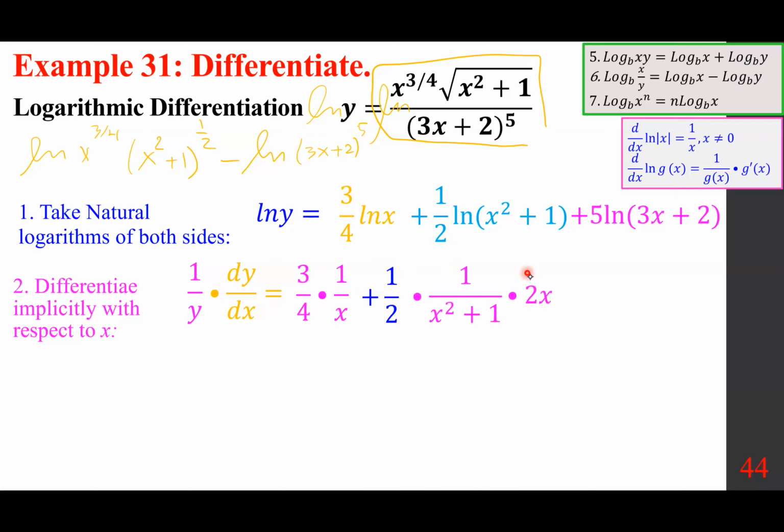Okay, all we have to do, look at the last piece and do the math. 5 remains, 1 over 3x plus 2, flip this over, and then times its derivative, which is 3, everybody. We are done. We are going to simplify things.